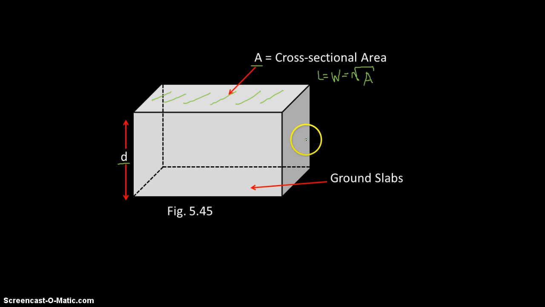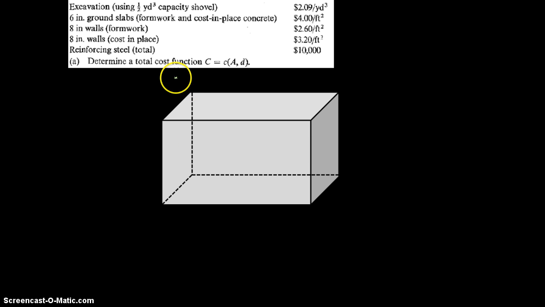Then we have our ground slabs here in the bottom, and everything here on the side is going to be our walls. So part A said to determine a cost function given these parameters here. So we built our cost function in terms of our control variables A and D, because that's what is asked for right here.